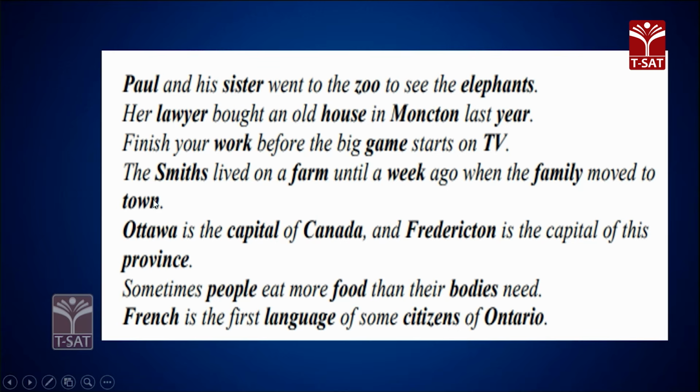See, I told you another clue here. Smiths, it is followed by the article. The Smiths lived on a farm until a week ago when the family moved to town. So, the Smiths, a farm, week, family. These are the nouns here. Ottawa is a capital of Canada and Fredericton is a capital of this province. So, Ottawa, capital, Canada, Fredericton, these are the nouns.